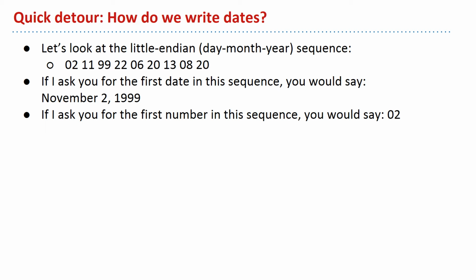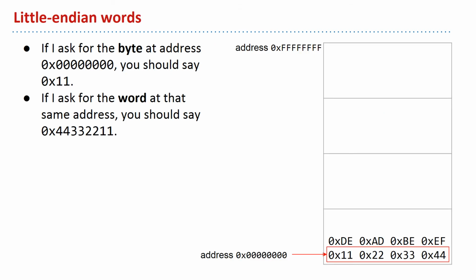Now, I can also ask you for the first number in the sequence, and you can just take a look at this. You can ignore dates and just think of this as a regular sequence, and you would tell me the first number is 2 because you just look at the first number and it's a 2. So again, what does this have to do with memory at all? It's the same thing with little-endian words.